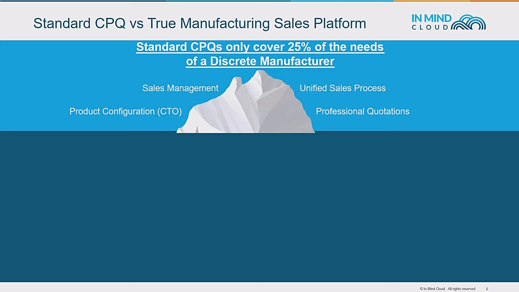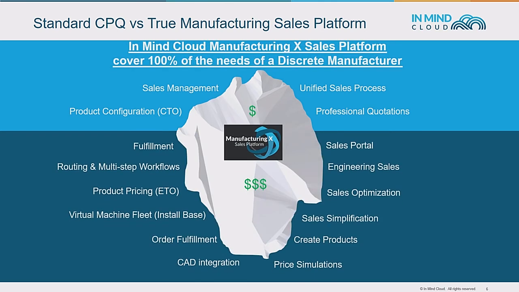That's the reason why InMind Cloud has invested immensely over the years, together with our customers, to find out what is really necessary to come to the quote. It's not only a configure to order process, it is also most of the time an engineering to order process. And what you can see here is, I think, what is below the iceberg, where the pain points of customers from the manufacturing industry really are.